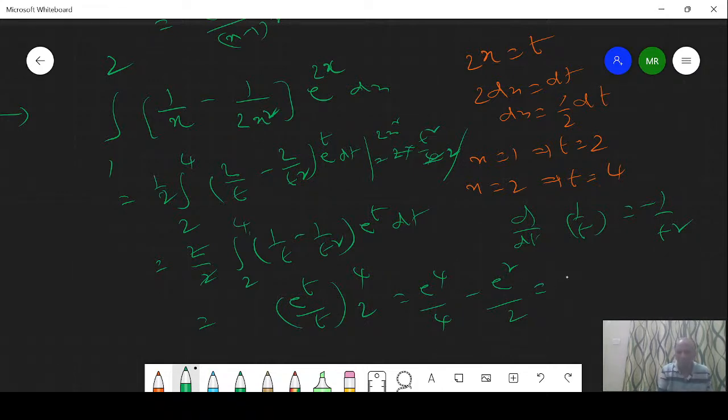If you want, I can take e square by 2 common. Then you will get e square by 2 minus 1. Or I can take e square by 4 also common. So this is e square by 2 d square by 2. I can consider like this. You will get this one of the problems.